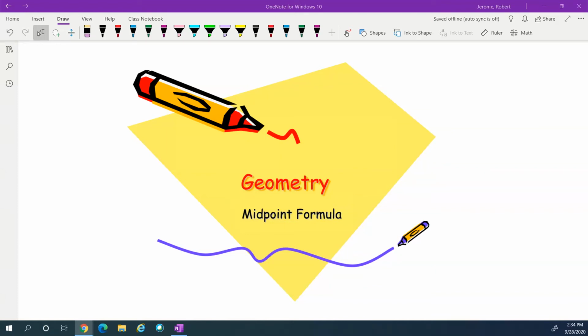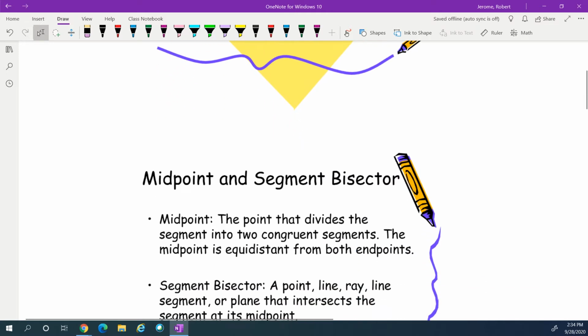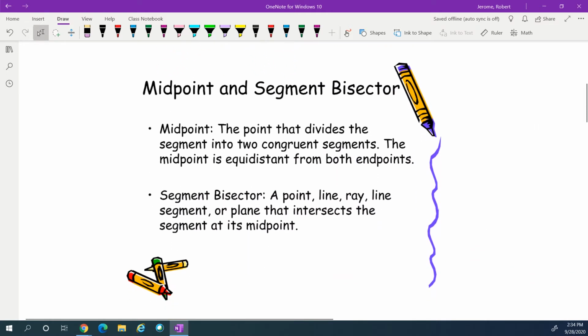Okay, folks, so in this lesson, we're going to talk about midpoint formula, and we're going to start with a number line, and then we're going to go up to the coordinate plane. And there's a lot of similarity, so once you get one, you'll be good. A few things to consider up front, a little vocabulary.